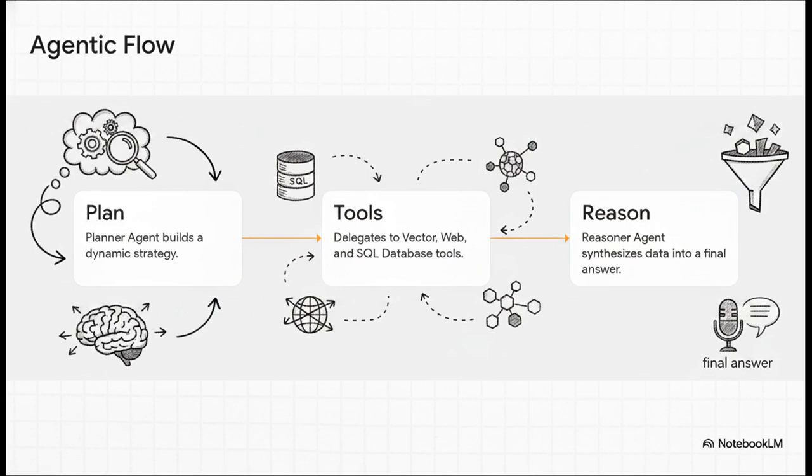It's a dynamic plan managed by an autonomous dispatcher. Your query is immediately handed off to a planner agent. This agent looks at the question, builds a strategy, and then delegates tasks to highly specialized tools. It might send one piece of the puzzle to a vector search tool, another to web search, and a really data-heavy chunk to an SQL database tool. All those distinct findings travel down the assembly line to a reasoner agent, whose sole job is to synthesize all that diverse data into one single final answer.